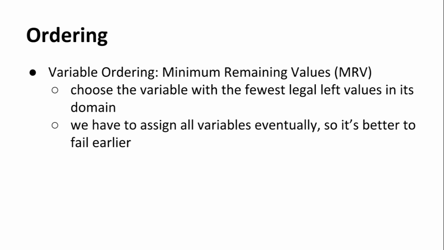So we're eventually going to have to assign all of the variables. We might as well fail earlier on in the tree rather than later on, because if we backtrack earlier, it's going to be way cheaper than if we backtrack deeper in the tree. So we want to pick the variables that fail earlier.